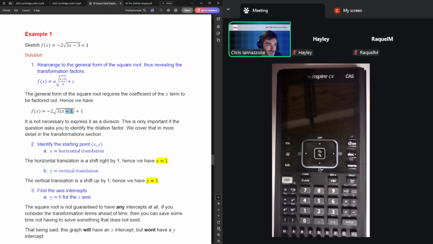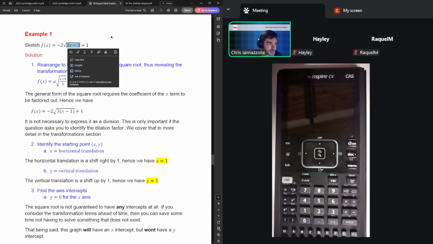More so just to clearly see what the true translation factor is. Because just looking at this, you might be tempted to think that you're shifting right by 3, when in reality this dilation factor actually plays a role in that. So taking that out reveals the true horizontal translation is actually going to be 1 to the right, which is what we're going to see in these two sections here.